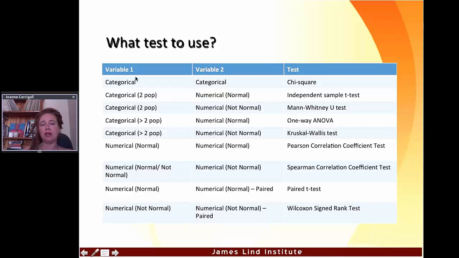You could have one categorical variable, which might be does or doesn't eat apples, and then for the second variable, we might just want an actual measure of blood pressure, which would be a numerical variable.